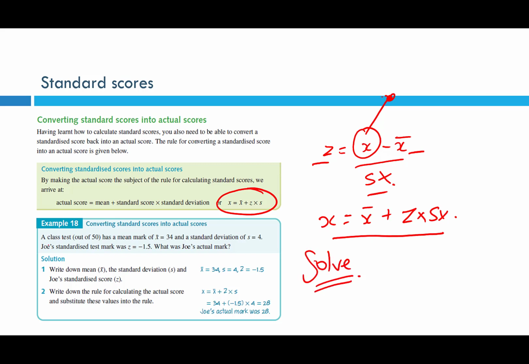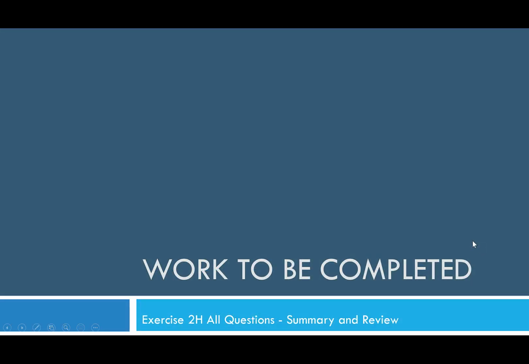So in this question here, a class test out of 50 has a mean mark of 34. The standard deviation is 4. Joe's Z-score was given. What was his actual mark? You can work it out by putting it into this formula or using solve. It's just a matter of substitution or using your graphics calculator. And when you do that, you'll get that he got 28 out of 50 for that type of question. So you can continue on with those questions and have a go at 2H.